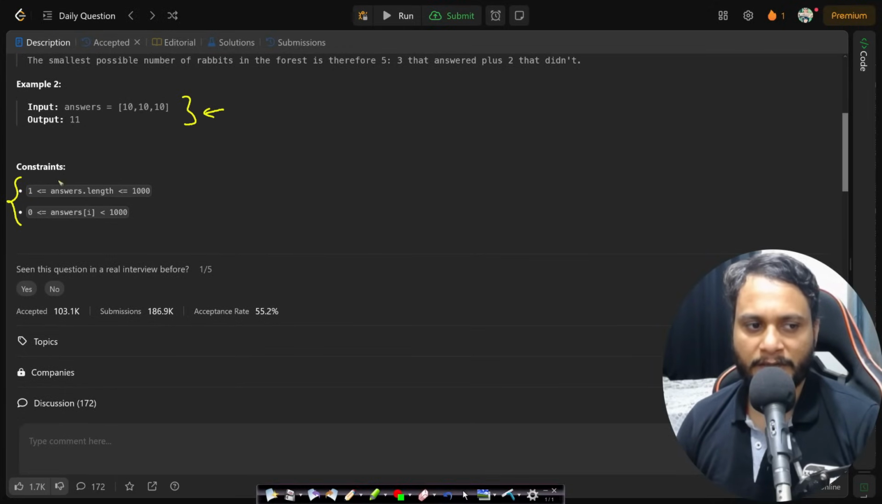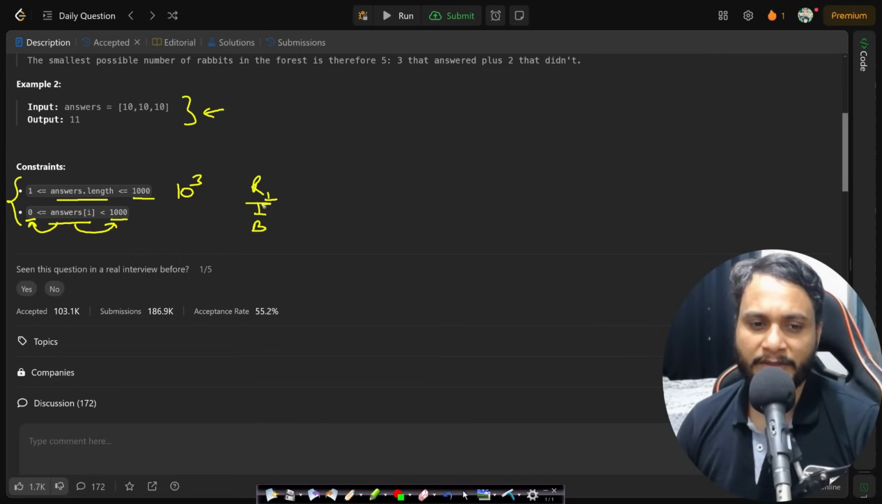So if you look at the constraints, the answers length is a maximum of 1000, that is 10 to the power of 3, and answers[i] is less than 1000, but it can go to 0. That means if a rabbit, let's say R1 is blue, is answering 0, it means there is no other rabbit with the same blue color, and therefore you have to add 1 to the count, because there is exactly one rabbit. It is a rabbit with a unique color.